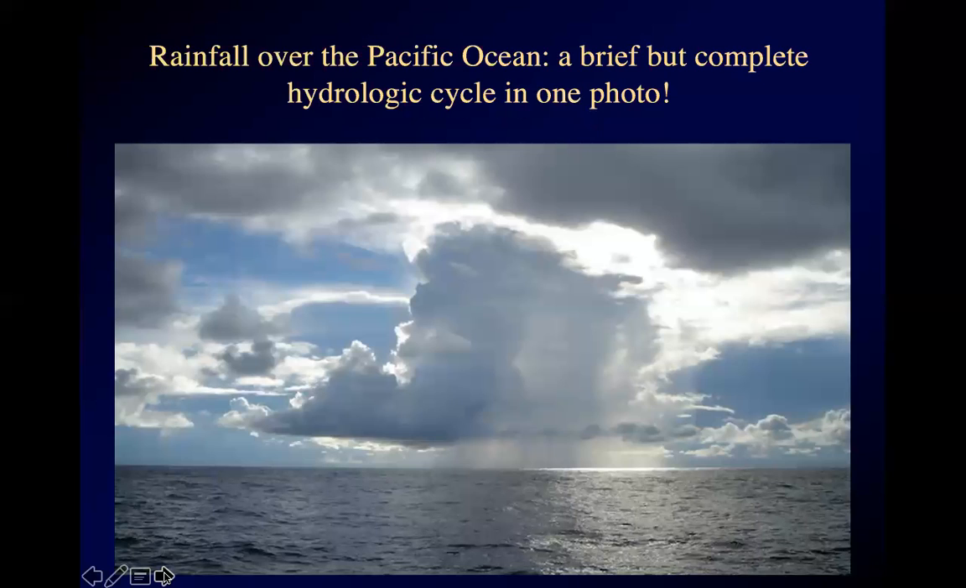But there's the hydrologic cycle in one photo. That's a rain cloud over the Pacific Ocean. Water evaporates from the earth, forms water vapor in the skies, and then the water vapor forms droplets and then rains back down. So you've got the entire cycle right there captured in one picture.